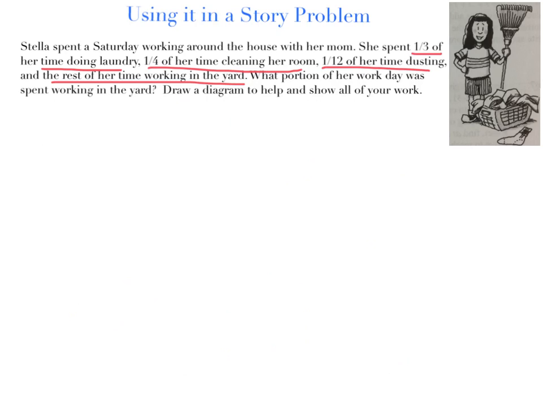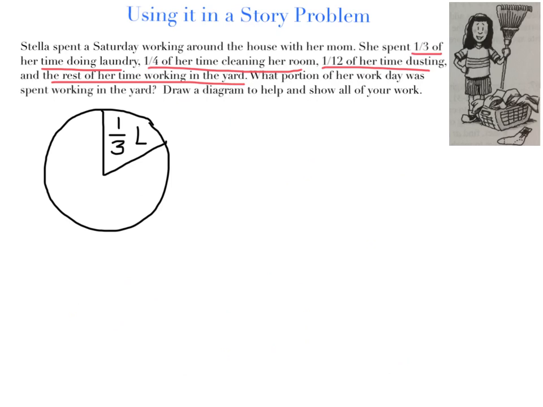All right, so I'm going to draw a diagram here to represent the situation. And I'm going to draw this circle to represent Stella's whole day working. Okay, this represents the whole here. She spent 1/3 of her time doing laundry. So I'm just going to kind of draw about a third here. It's a rough estimate, and I'll put L for laundry. She spent about 1/4 of her time cleaning her room, so maybe that's right about here. I'll put, let's do R for room. 1/12 of her time dusting, so there's a little sliver.